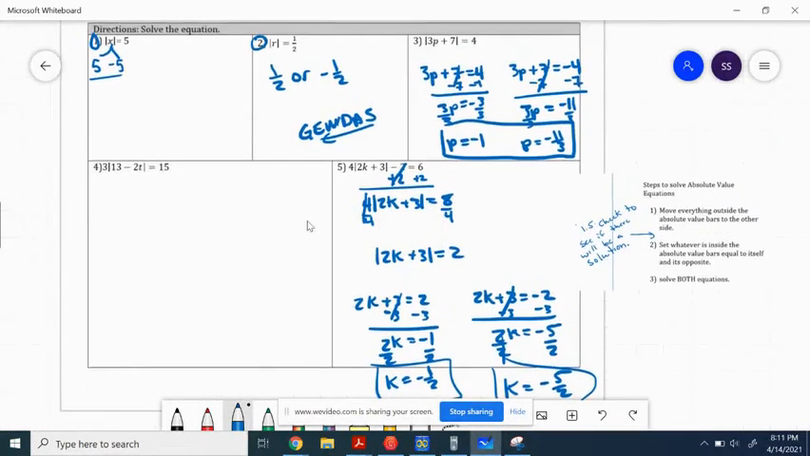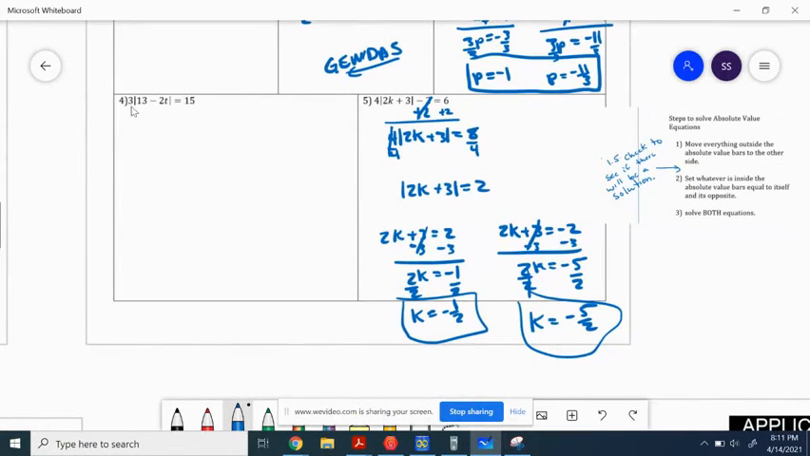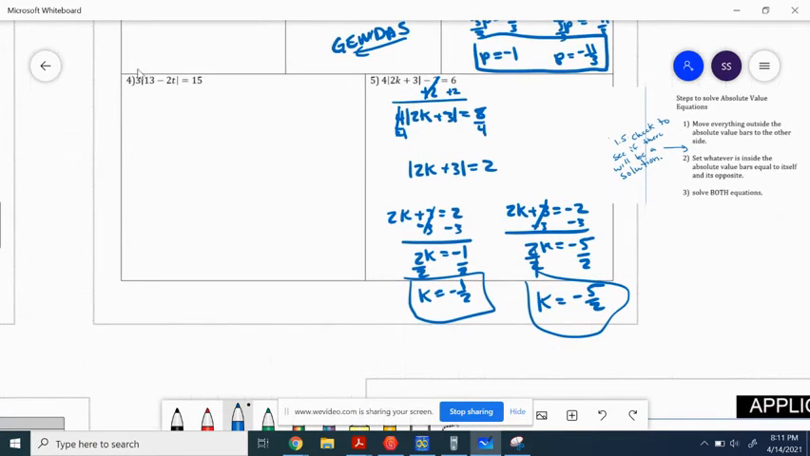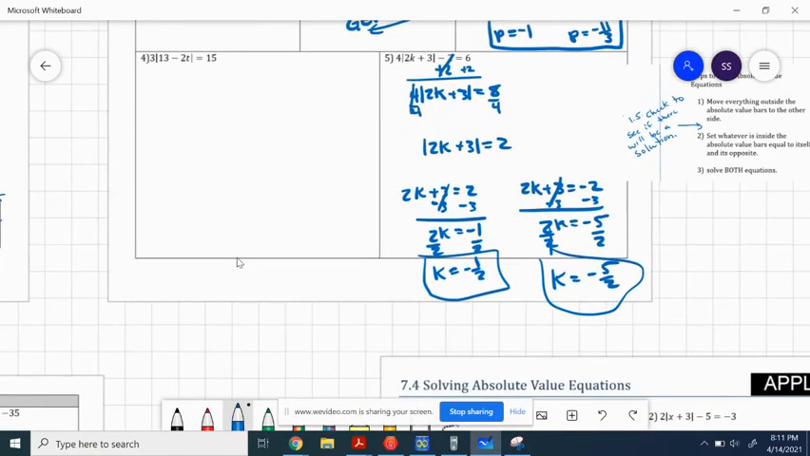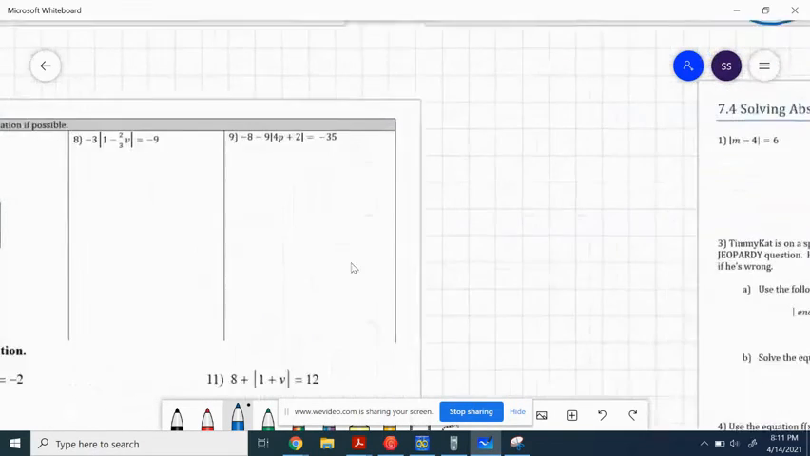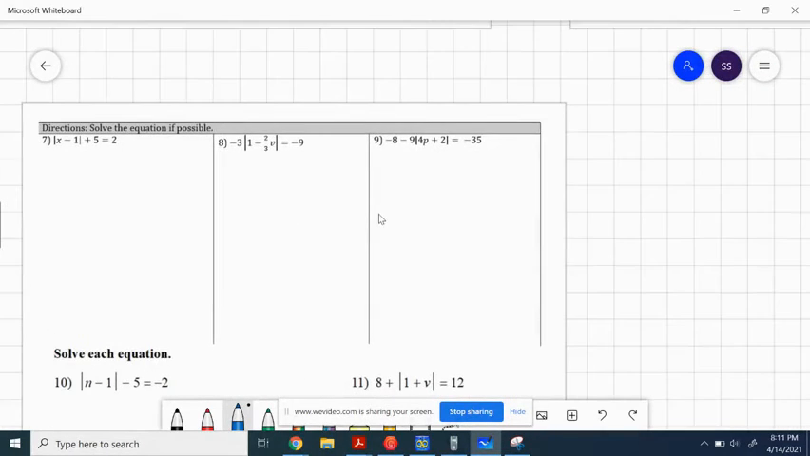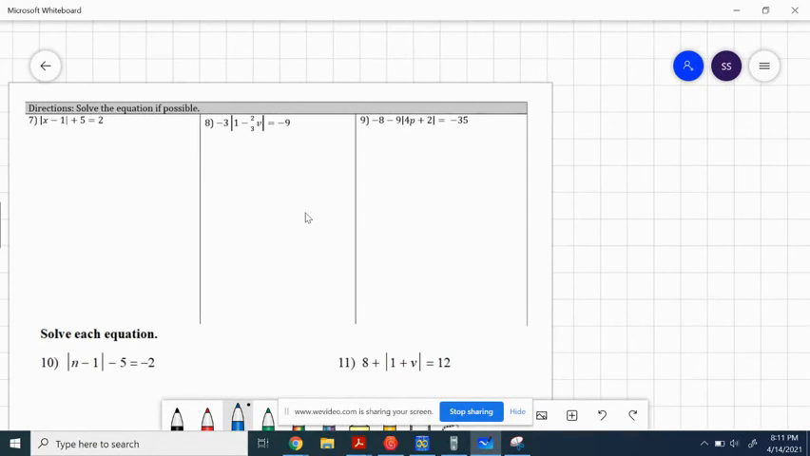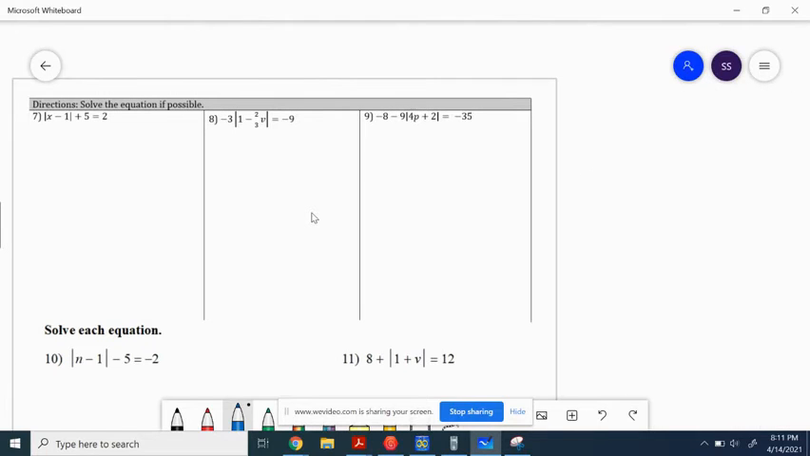All right, number 4 looks pretty straightforward. Just got to get rid of that 3 first, then set up 2 different equations. You're going to get rid of that 3 by dividing, and then set up 2 equations. Number 7 looks pretty straightforward, so you guys can try that. Number 8, there's a fraction, but you can use your calculators.